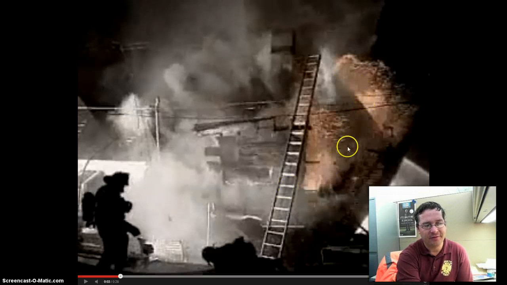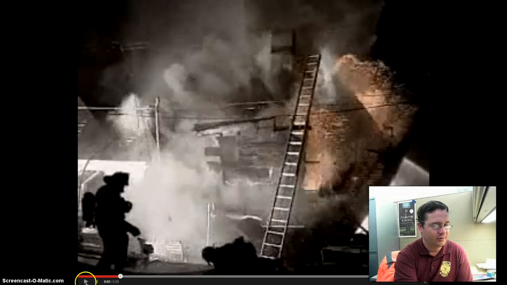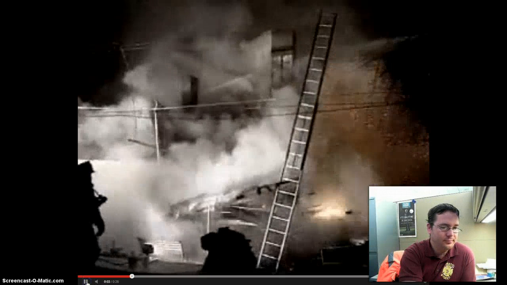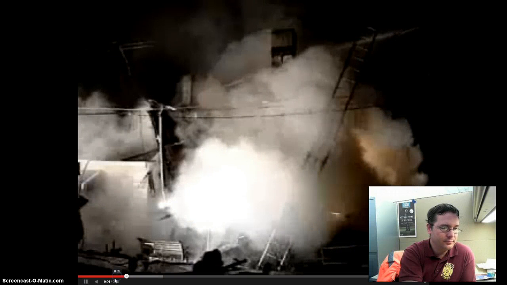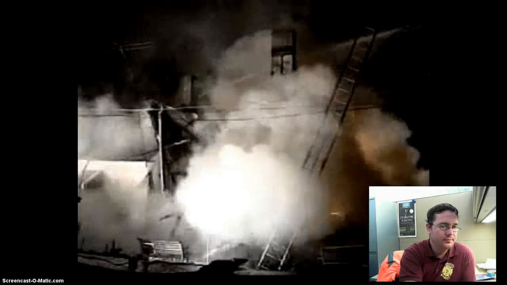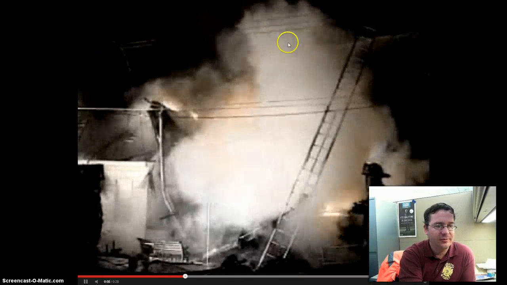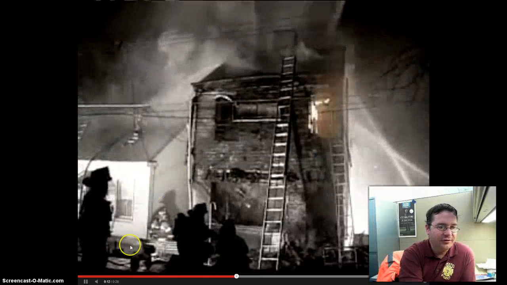Look at the amount of fire that was in the interstitial spaces of this building. This thing was well beyond saving. There was no reason to be engaged in any type of risky activity in trying to extinguish this fire. And there you see that the chimney remains standing, which was fortunate for these firefighters.